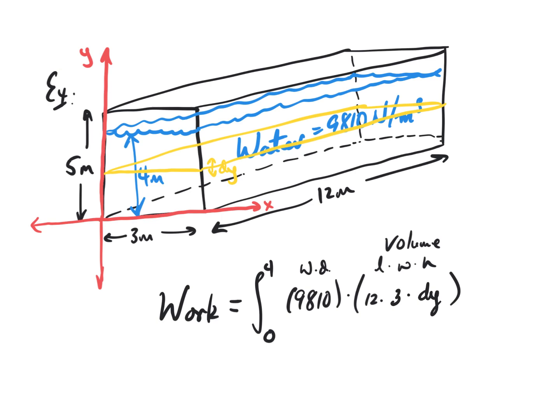And finally, the distance that every layer has to travel in general is usually the top of the tank minus whatever y value we're talking about. And please notice the top of our tank, not 4, that's where the liquid is, but the top of the tank is 5 meters up on the y-axis. Okay, and that would then be our complete setup for the work done in emptying this tank with a pump.